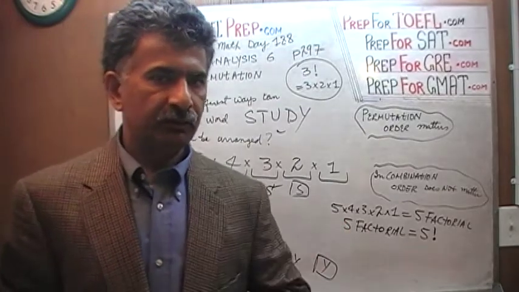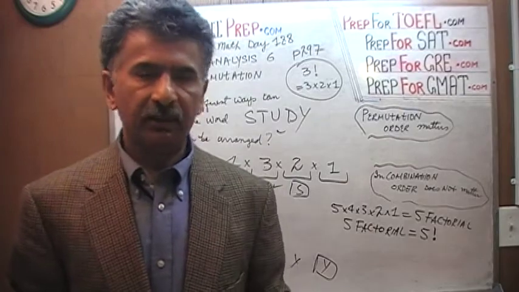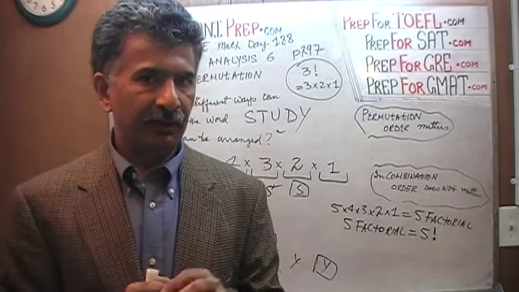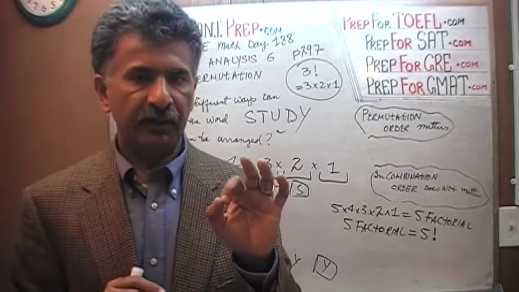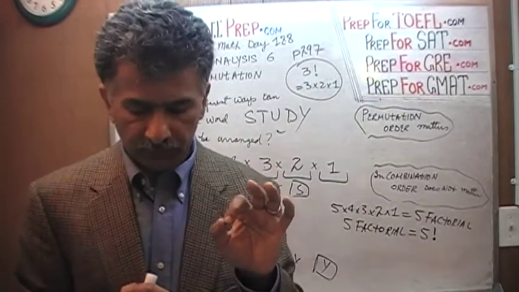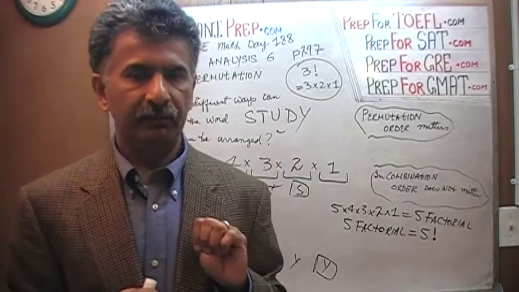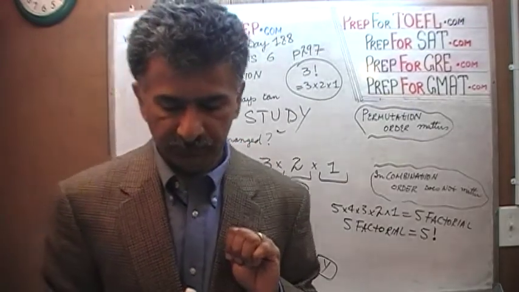Now, I shouldn't have used the word dining table, because in the very next problem, they're not sitting around a circular table, they're sitting on a straight line in the movie theater. Read the next question ahead of time and try to do it yourself. Her name is Martha, and she's going to the movies with 4 friends.